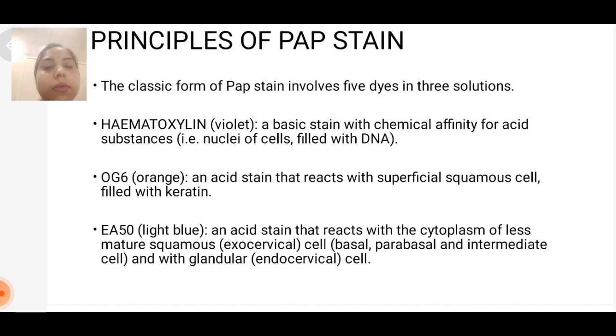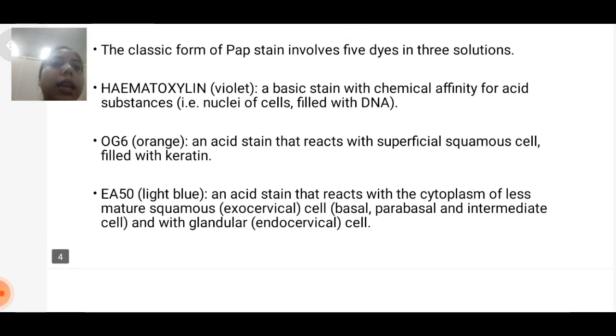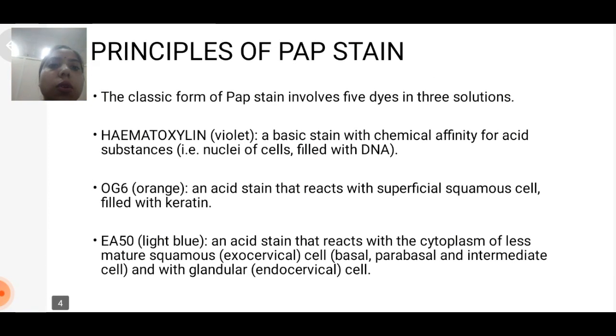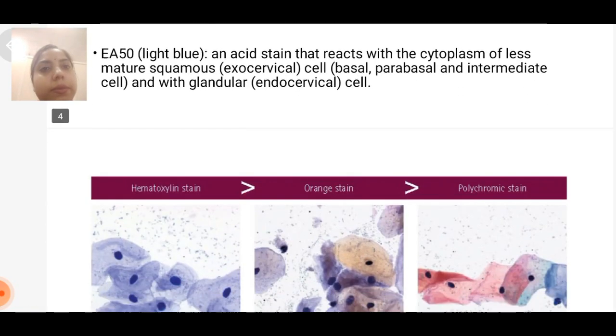Then OG6 orange is an acid stain that reacts with superficial squamous cells, which are filled with keratin. Then there is eosin azure 50. It is an acid stain that reacts with the cytoplasm of mature squamous exocervical cells, which are basal, parabasal and intermediate cells, and with glandular endocervical cells.